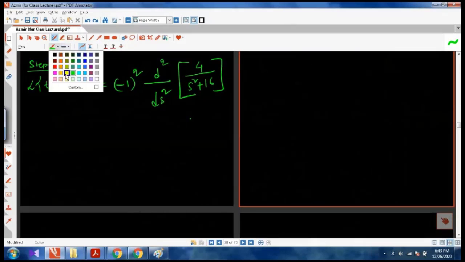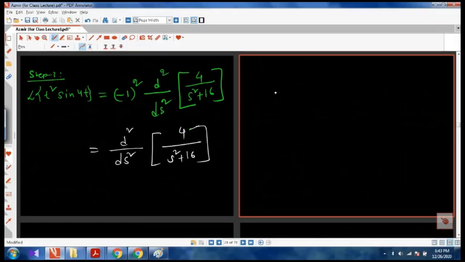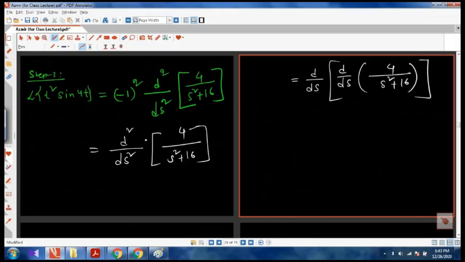So let's try to solve. Minus 1 squared is actually plus 1, so no need to write plus 1. Here we have d squared by ds squared of 4 over s squared plus 16. And now what we can do, we can at first differentiate for one time. You can easily understand that we have to differentiate 2 times.